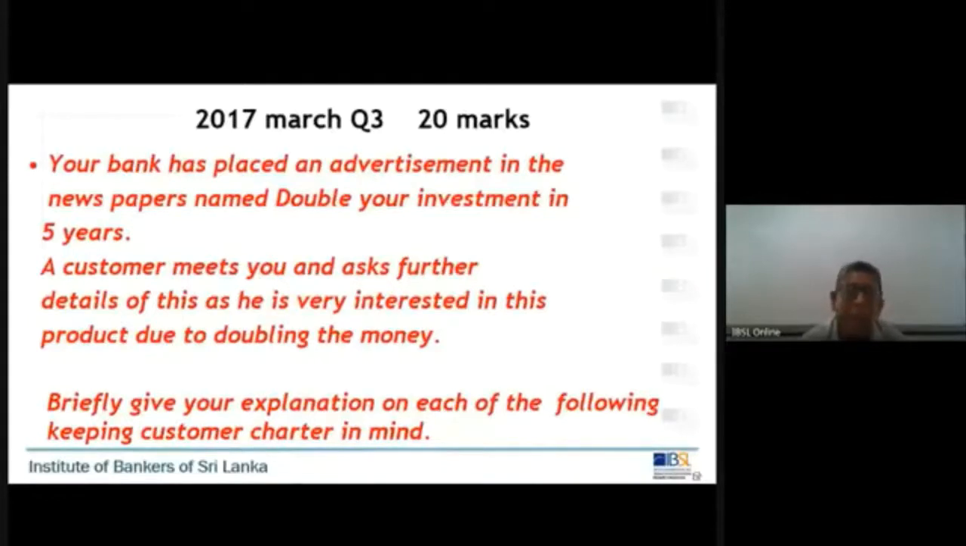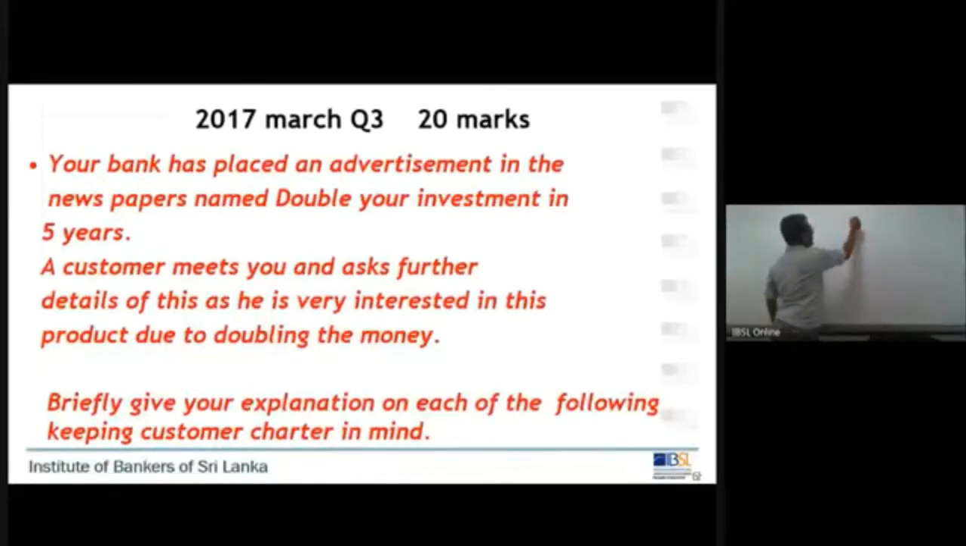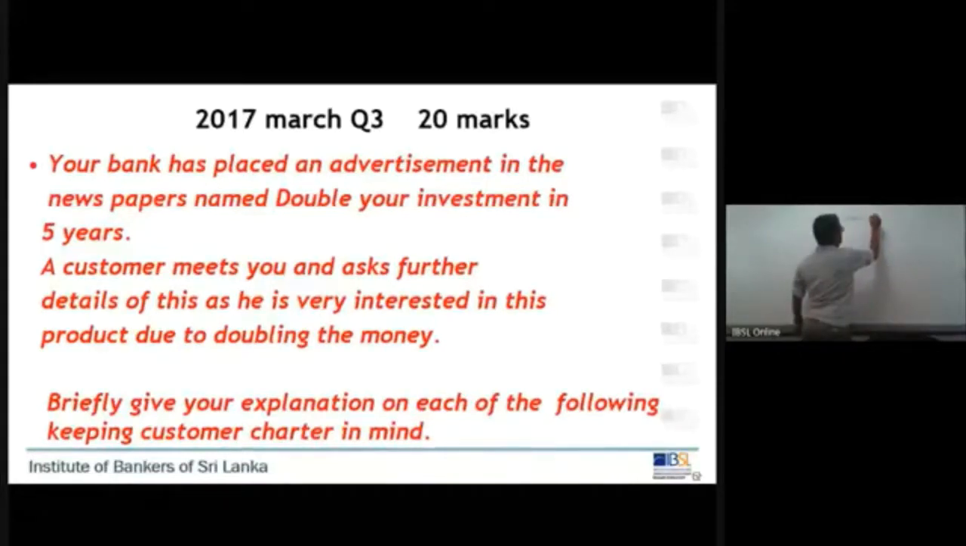Your bank has placed an advertisement in the newspapers, saying: double your investment in 5 years. That means if you put in 100,000, after 5 years you get 200,000. Now just look at it. If you put 100,000 rupees, after 5 years how much are you getting? 200,000. That is the advertisement.